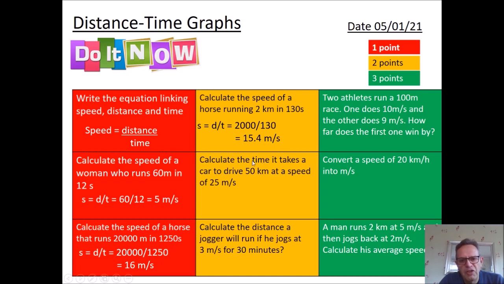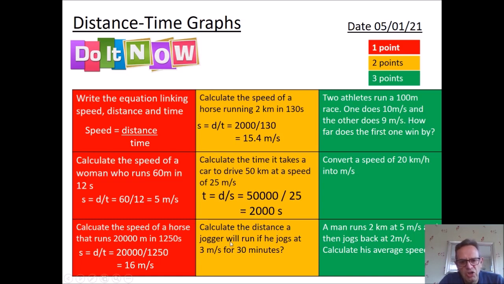For the time it takes for a car to drive 50 kilometres at 25 metres per second, now we need to rearrange this equation to get time is distance divided by speed. So if you're going to cover 25 metres every second, how long is it going to take you to do 50,000 metres? So you do the 50,000 divided by 25, it will take you 2,000 seconds.